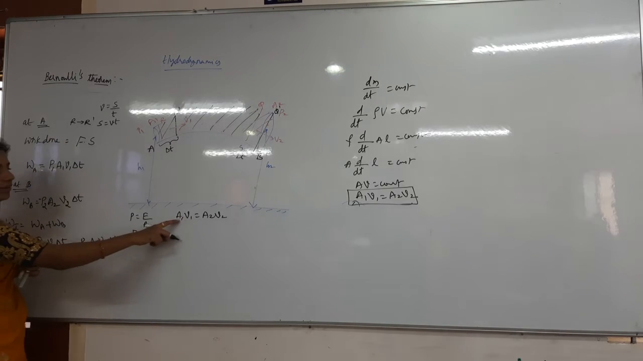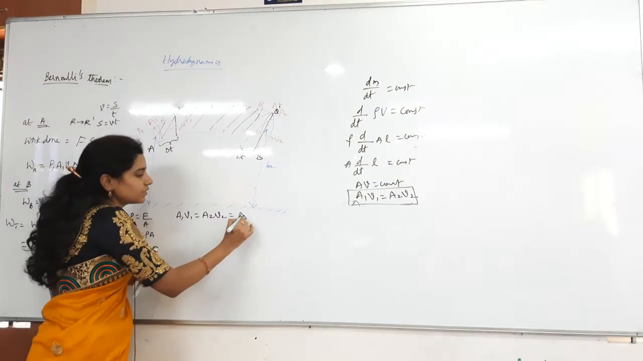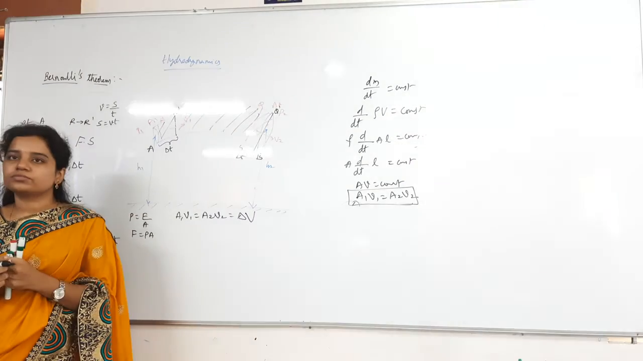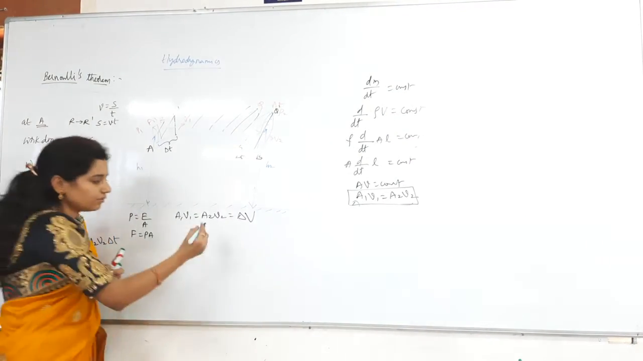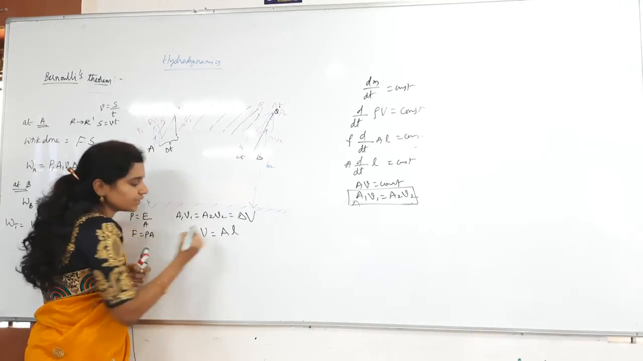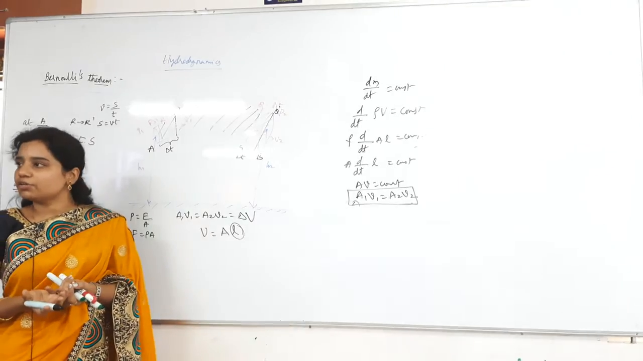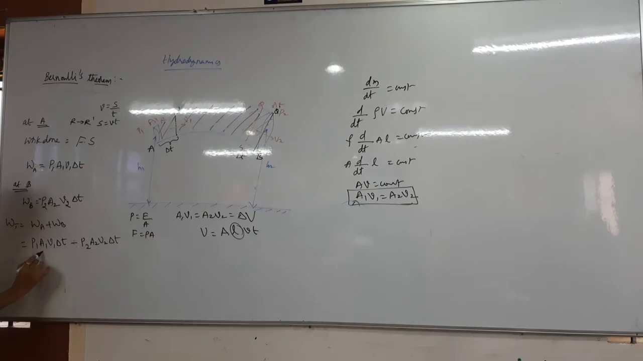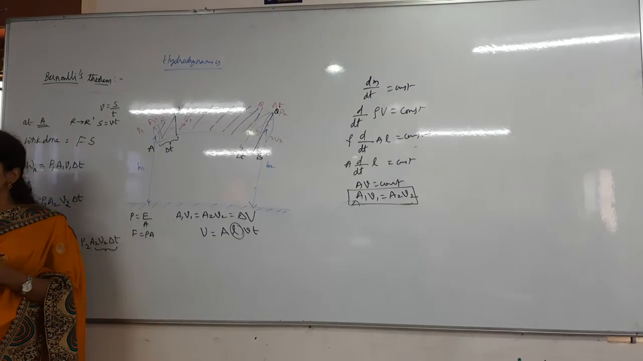See here, A1 V1 is equal to A2 V2. Can I say that this is equal to the change in volume? What is the formula for volume? Area into length. And length is nothing but velocity into time again. So this entire A1 V1 delta t, A2 V2 delta t, can I say that is a change in the volume? Yes, you are understanding that.